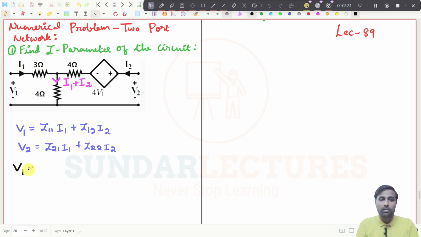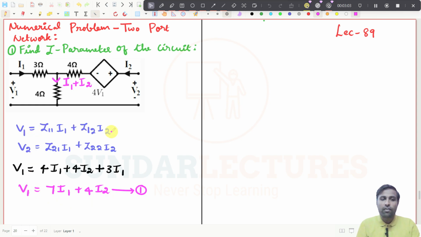So V1 is equal to, see, I will start from this point and then I am coming, the current is coming opposite to me. So I will get 4I1 plus 4I2. Then you are going in this way, again the current is coming opposite to you, so it will be plus 3I1. Now if I consolidate this, V1 is equal to 7I1 plus 4I2. This is expression number 1.